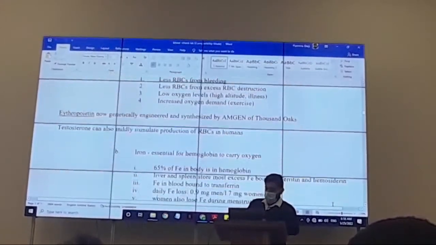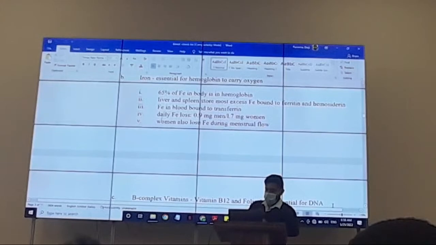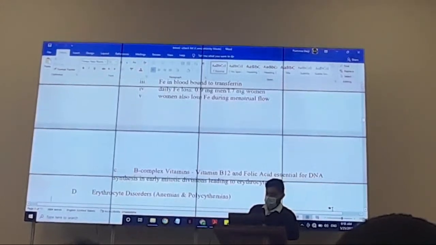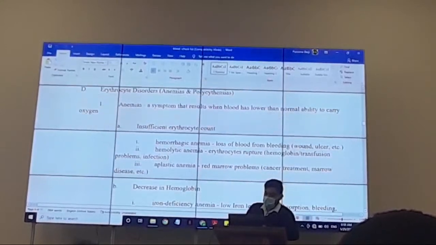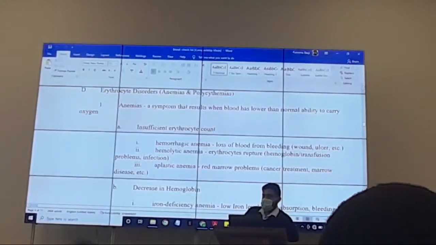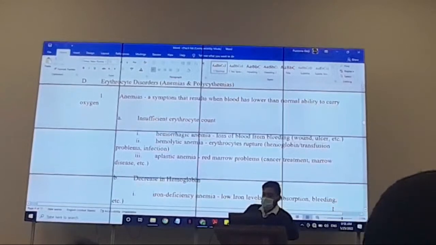Yeah, that's what we talked about. This is iron, other B vitamins. Right, so when we talk about erythrocyte disorders, I remember we mentioned a little on your polycythemias.